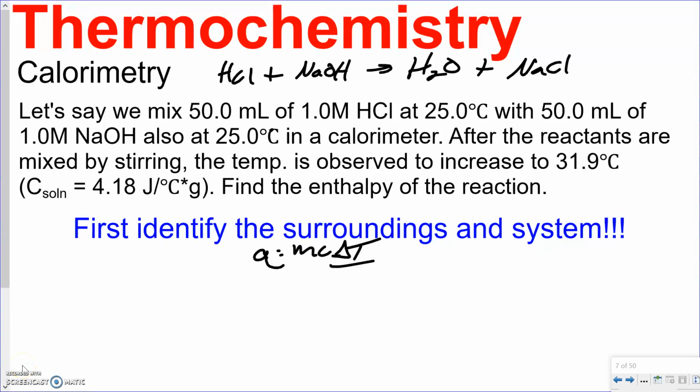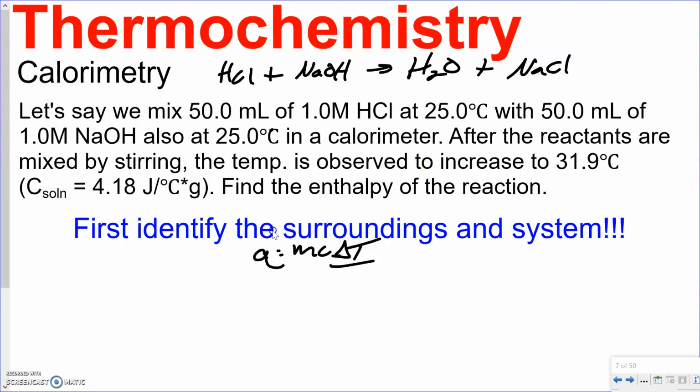Alright guys, let's continue working through this problem. Again, don't stress yourself out too much about surrounding and system. I think that's going to come a little bit easier as we work through some of these problems. So the first thing we have to recognize is we're using Q equals MCΔT, where M is mass, C is specific heat capacity, and ΔT is change in temperature.